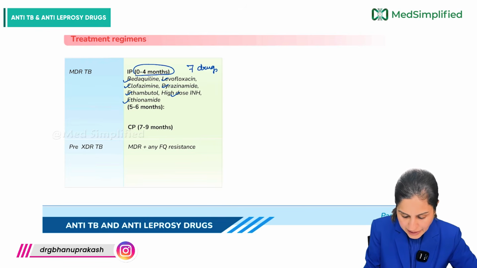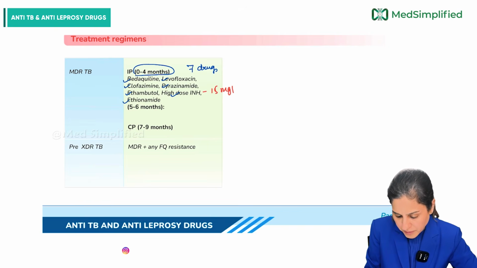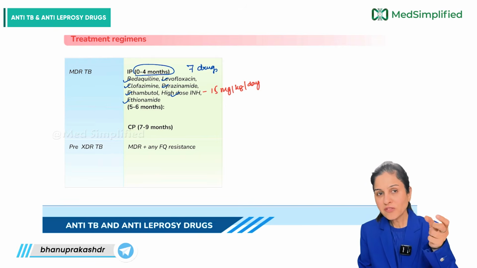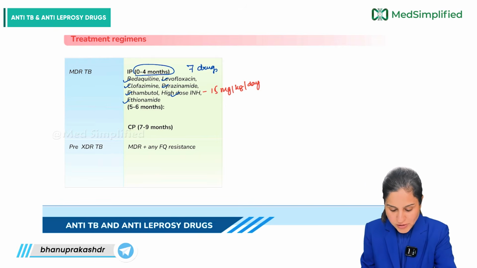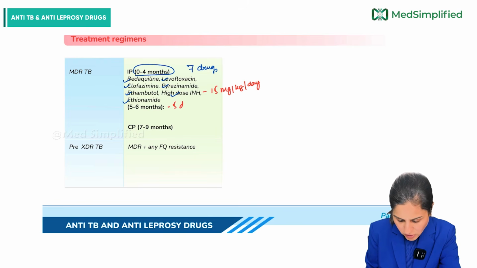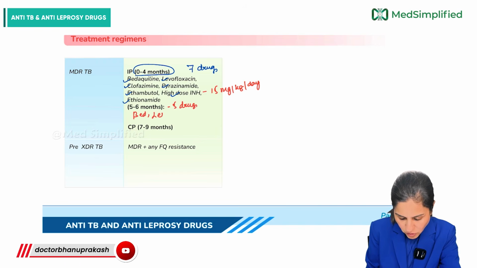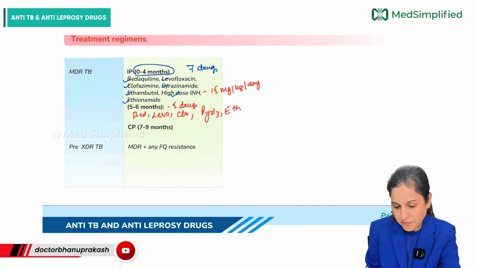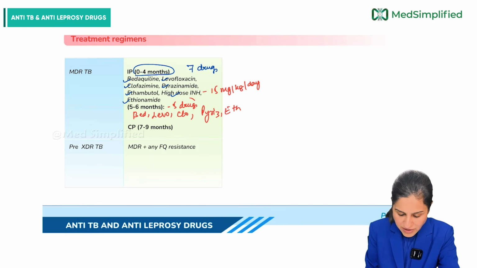So what do you mean by high dose isoniazid? We are using 15 milligrams per kg per day. That's a high dose. Then for the next 2 months, you simply remove the last two drugs. So you remove INH and ethionamide, and we have 5 drugs now: bedaquiline, levofloxacin, clofazimine, pyrazinamide, and ethambutol. So these are 5 drugs now.